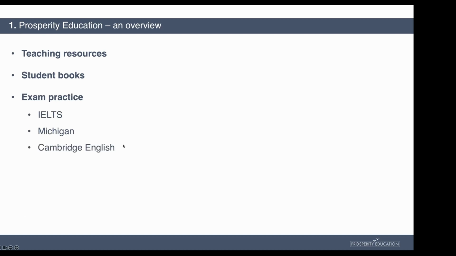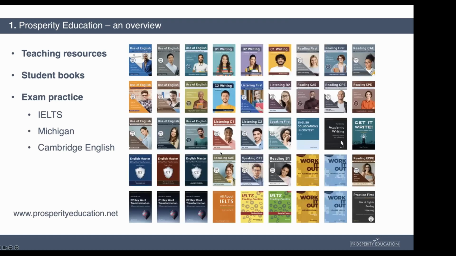And since then, having started with Cambridge English materials, specifically exam practice materials, we've diversified our publishing. So today, our portfolio comprises teaching resources, student books, both student-facing and classroom textbooks, and of course, exam practice. And within the exam practice list, we produce materials for the IELTS exams, Michigan English Assessment, and of course, Cambridge English. You can view our catalogue on our website if you wish. And here are some thumbnails showing the book covers that we currently have available.